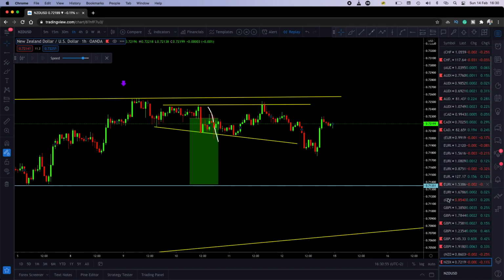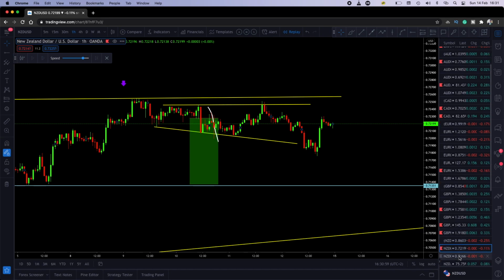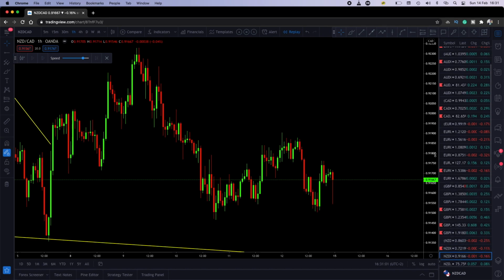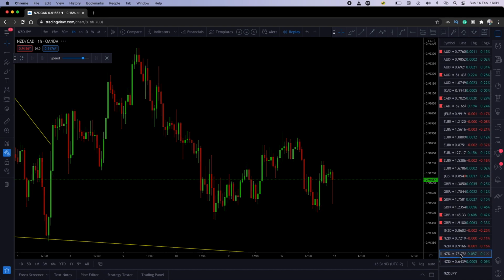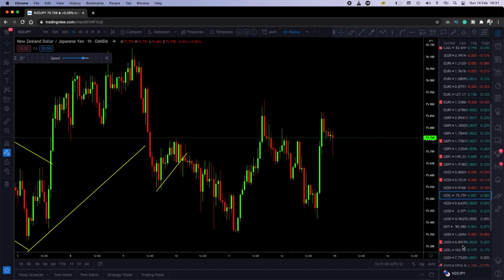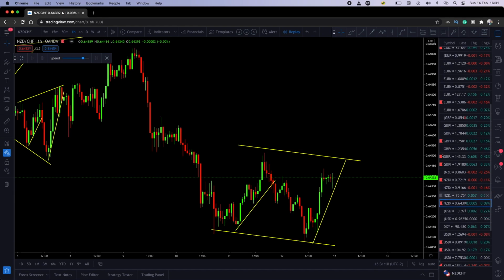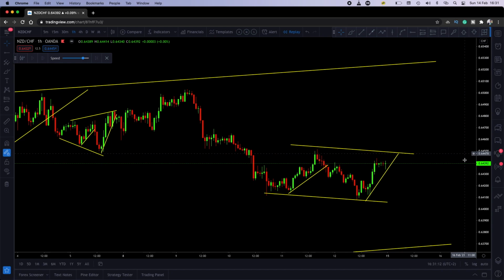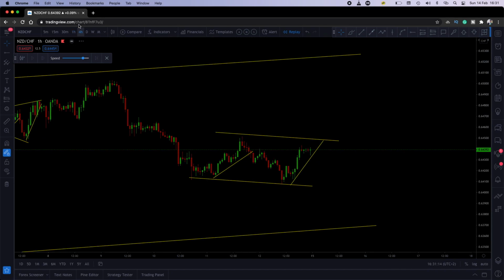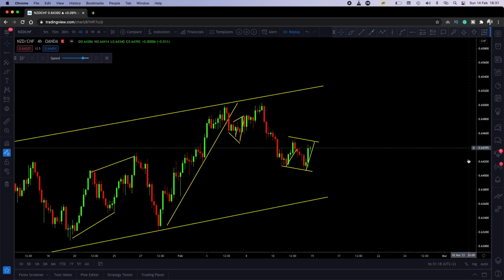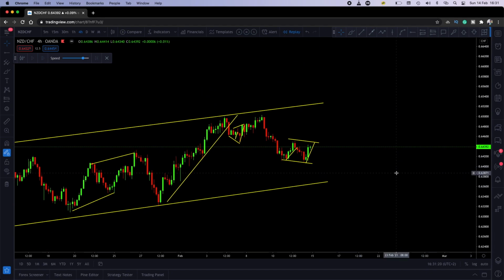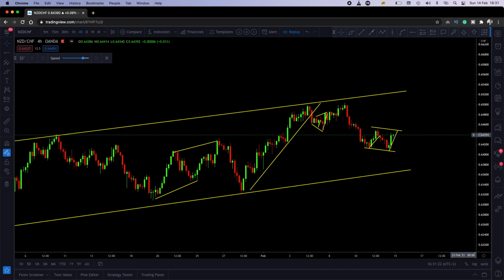Okay, we were going to the fourth pair, which was the CAD/CHF. Let me look for the CAD/CHF. No, not this one. GBP. There is the CAD/CHF. With the CAD/CHF, this is a 4-hour time frame.